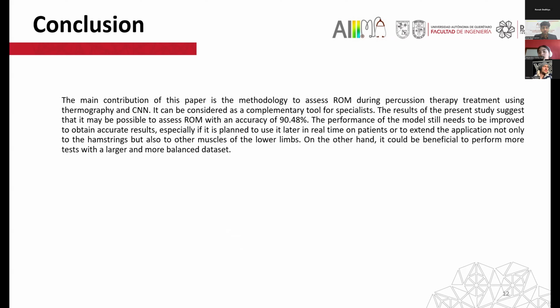The results of the study suggest that it may be possible to assess ROM with an accuracy of 90%, but the model still needs to be improved in order to obtain more accurate results, especially if it is planned to use it in real time or in other muscles. On the other hand, it could be beneficial to perform more tests with a larger and more balanced dataset.